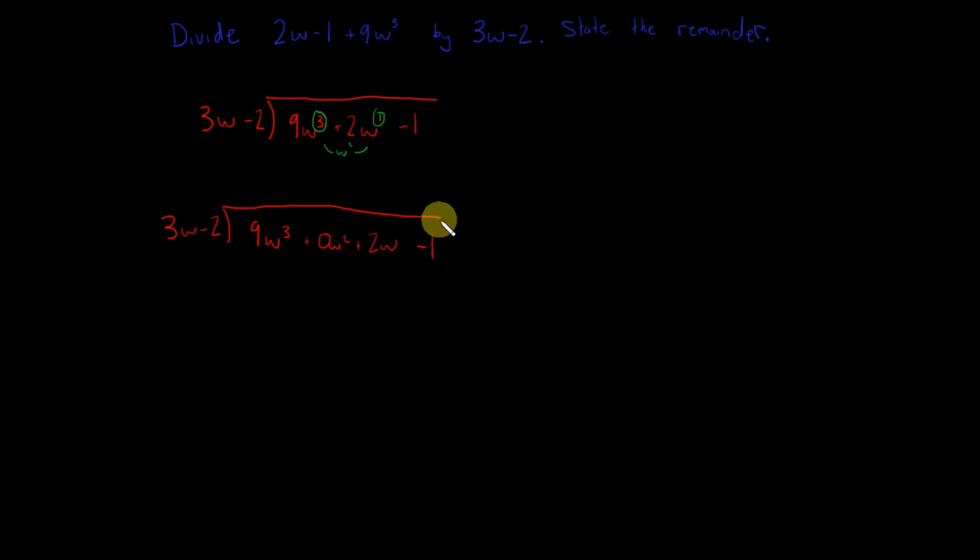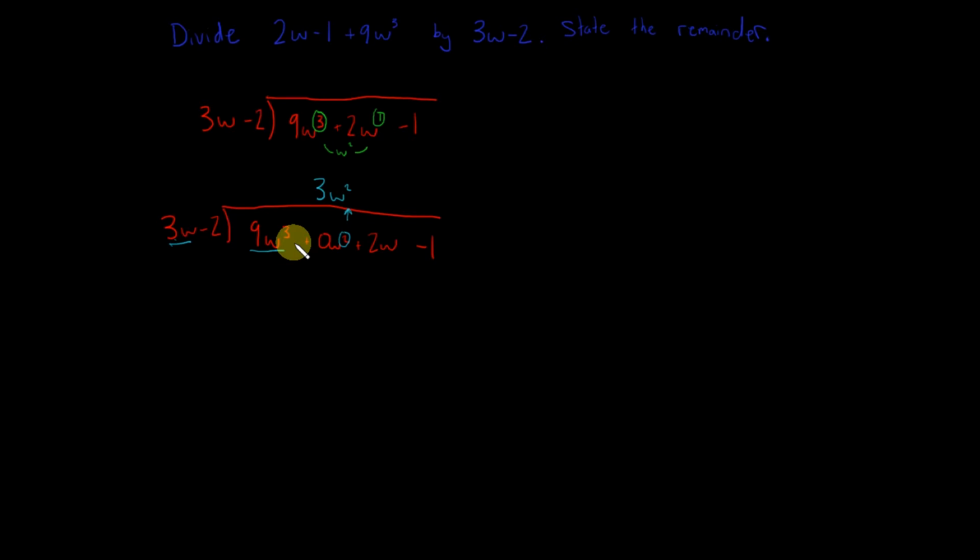So now how do we get started? We're going to be manipulating the first term from the divisor and the first term from the polynomial. How many times does 3w go into 9w cubed? It will go in 3w squared times, because 3w times 3w squared will be 9w cubed. Since it's w squared, we're going to write that over top of the place that has the w squared.